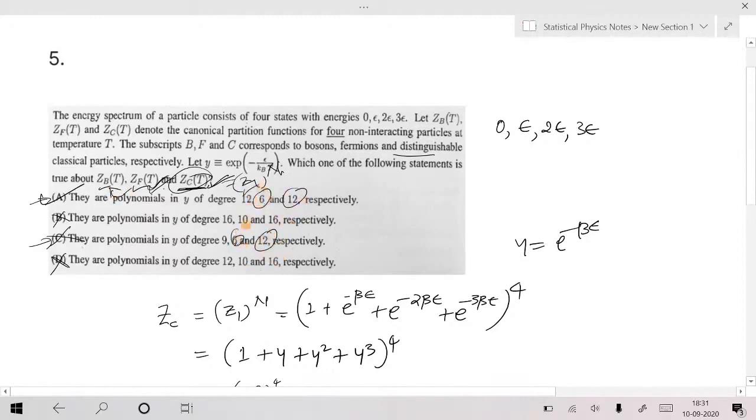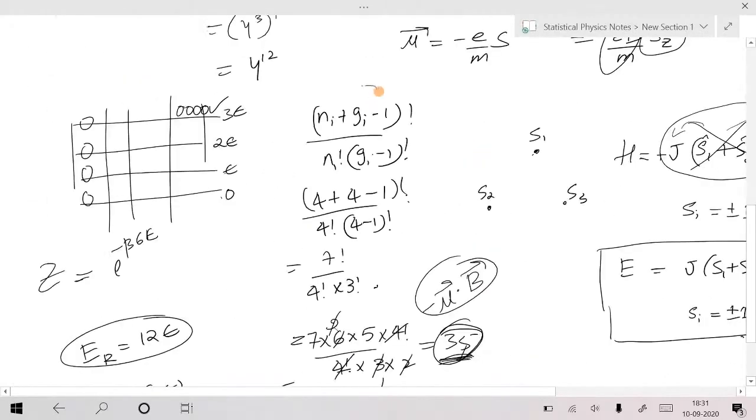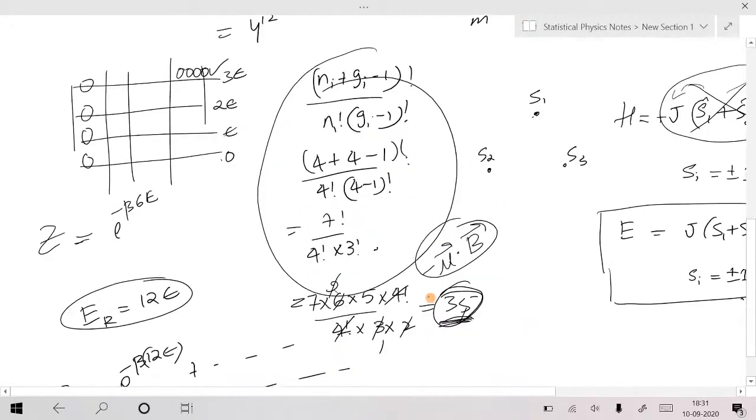Then obviously I don't have any other choice. I should go for ZB. Then I thought again, look at here. I found this one, isn't it? I found the number of possibilities, whether it is viable to find Z. No, it was not viable.